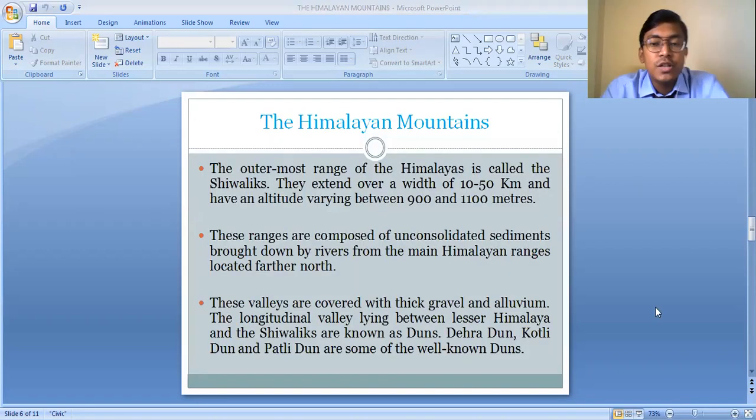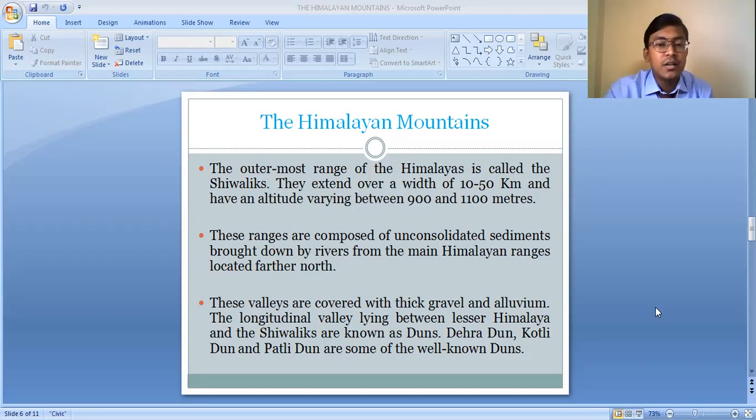The outermost range of the Himalayas is called the Sivaliks. It is the extreme last part of the Himalayas in the south, or you can say the foothills of the Himalayas. So it is known as the Sivaliks or the outermost Himalayas. They extend over a width of 10 to 50 kilometers and have an average altitude varying between 900 to 1100 meters.